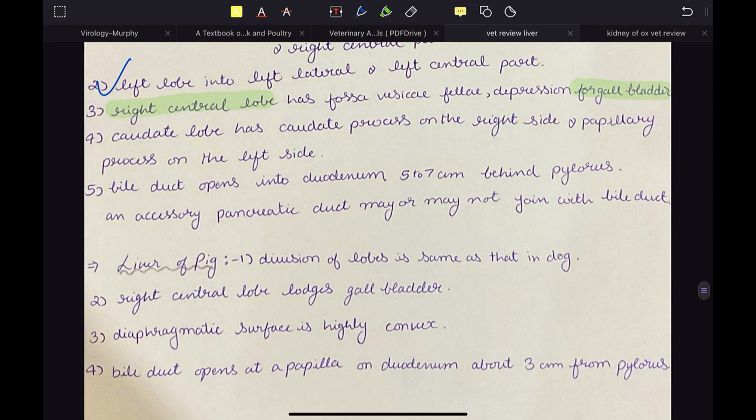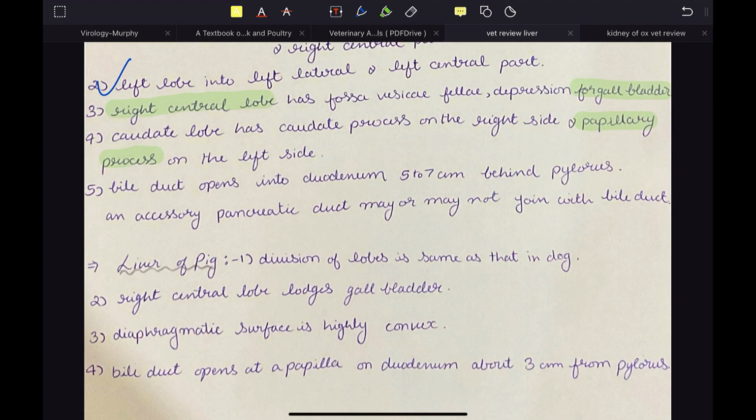Then the caudate lobe has caudate process on the right side and papillary process on the left side. So caudate process is again present in all four animals, but papillary process is special in case of dog. You will not find the papillary process in pig, horse, and cattle. Okay, papillary process is very special to the dog, and this is actually the main difference between the liver of dog and pig. So the bile duct opens into duodenum, 5 to 7 centimeter behind pylorus.